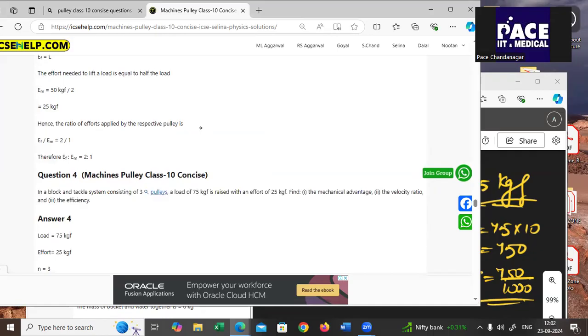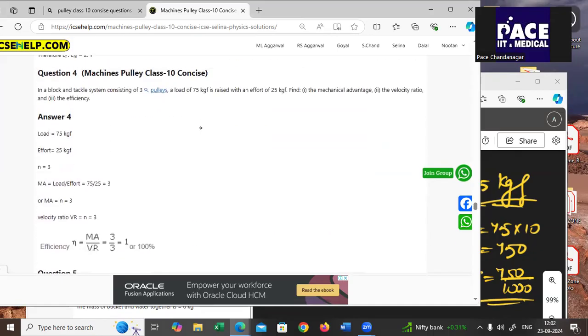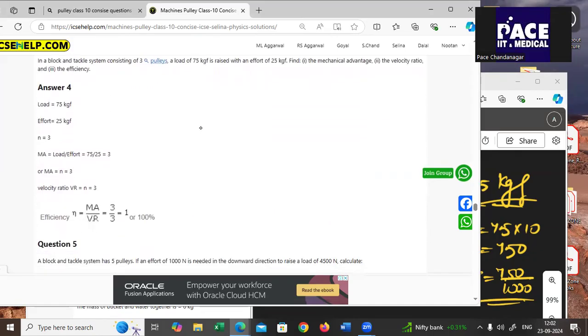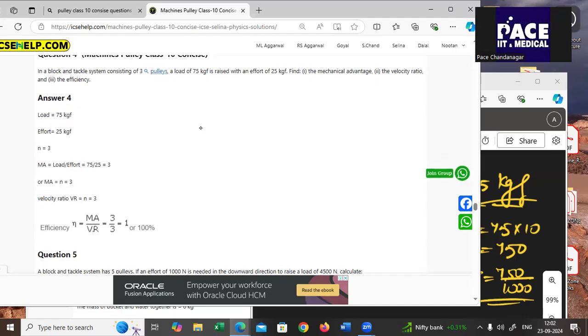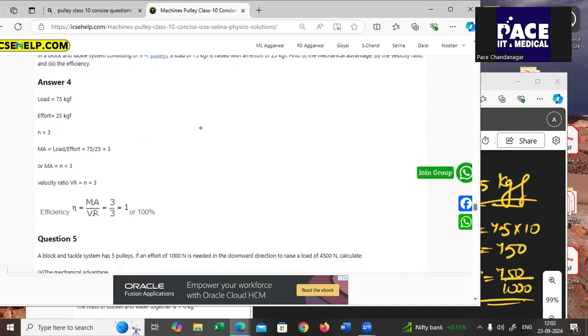Then question number 4. In a block and tackle system, 3 pulleys are being attached. A load of 75 is raised with an effort of 25. You can see this load of 75 with an effort of 25, which means n is equal to 3. Mechanical advantage is your load by effort, which is 75 by 25, which is 3. Mechanical advantage 3, the number of pulleys used is 3.